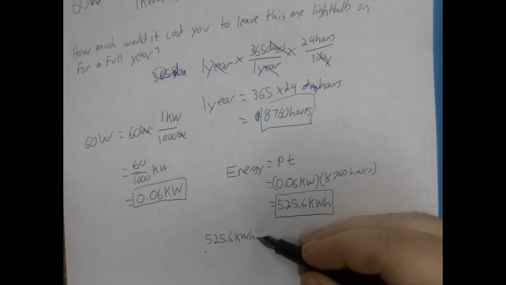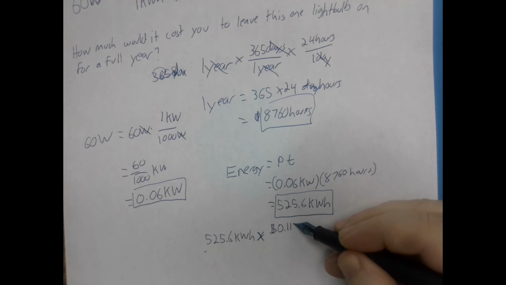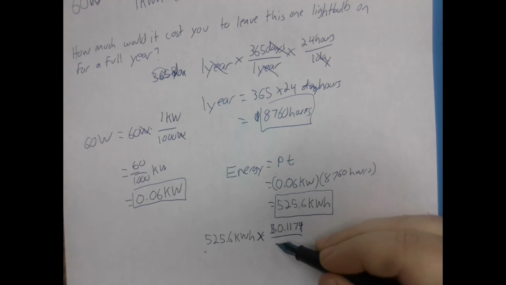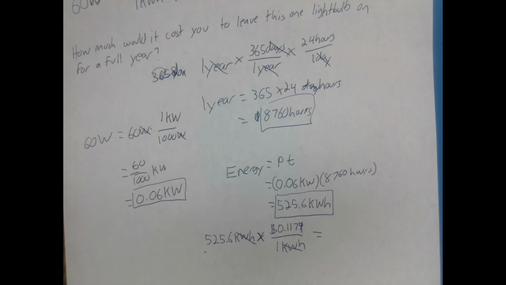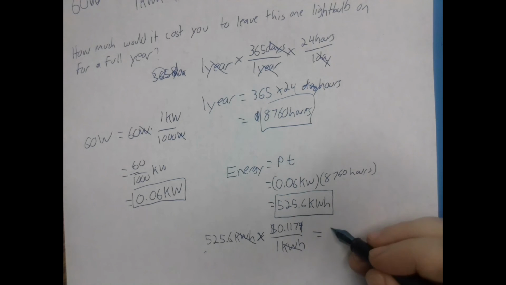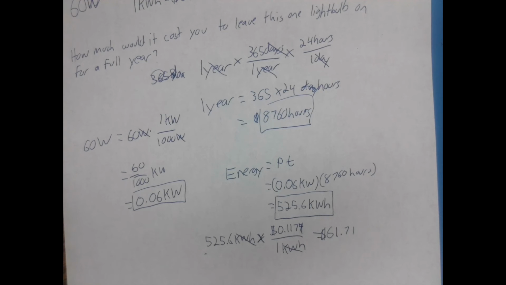And to get your cost, we're going to multiply. So we know that for East Texas, it's 11.74 cents for 1 kilowatt hour. So kilowatt hours cancel out. Which is equal to $61.71, rounded to the nearest penny. So leaving a 60 watt light bulb on, assuming it truly uses 60 watts, would cost you $61.71.